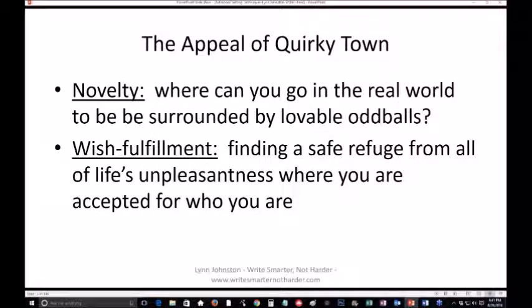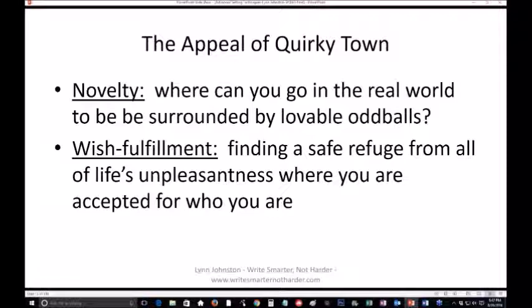So looking at our two locations, Quirky Town has the appeal of novelty. There's going to be a lot of oddballs there. They're going to be very lovable, and it's going to be exaggerated. In real life, there's not that many oddballs all living in one small town, at least maybe not as many lovable ones as we're going to find in there. And the wish fulfillment aspect of finding a safe refuge from all of life's unpleasantness, where you can be accepted for who you are. There are a lot of places that don't necessarily feel 100% safe where you can be completely honest, but we're going to create that with Quirky Town so readers have this kind of refuge where they can go and they can feel loved and accepted. That's the appeal we want to go for.